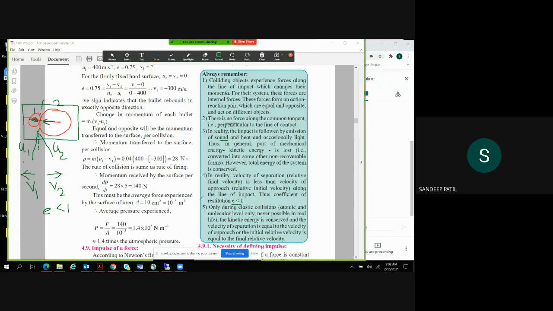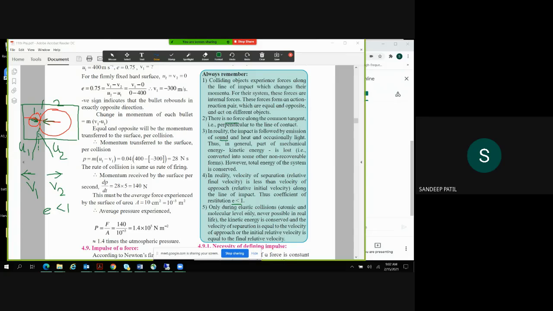Elastic collision happens only at the atomic and molecular level, never in real life. What happens there? The kinetic energy is conserved, and the velocity of separation is equal to the velocity of approach. If it is real, big metal bodies, it is difficult to have elastic collision. So always E is less than 1.